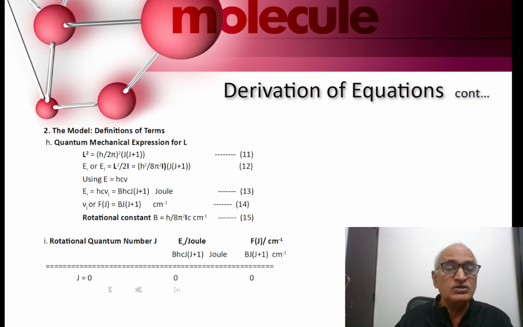When the value of J becomes 1, then energy becomes 2B in terms of frequency. Likewise, for J equal to 2, energy is 6B. For J equal to 3, energy is 12B. We are simply putting the values of J in the expressions given above. When J is 4, the value of energy becomes 20B. When J is 5, energy becomes 30B. And when J is 6, energy becomes 42B. What we have done here, we have simply put the integral value of J and obtained the energy in both. Here joule units and frequency units are used.